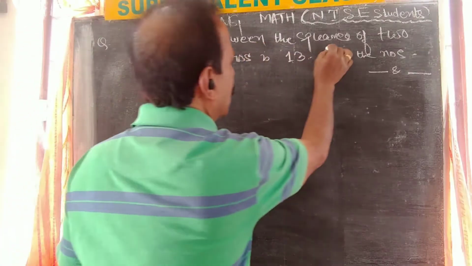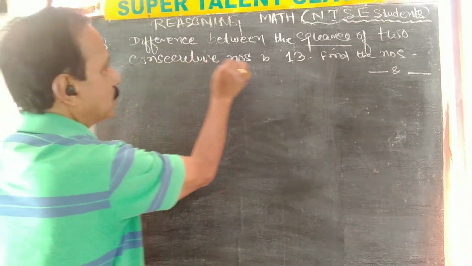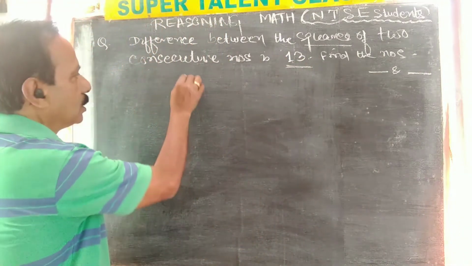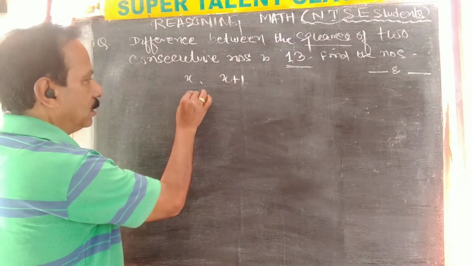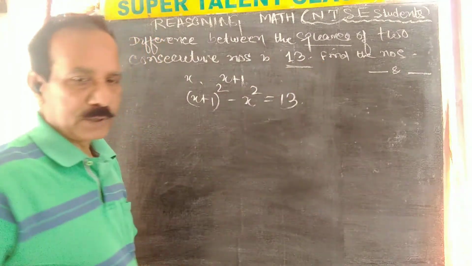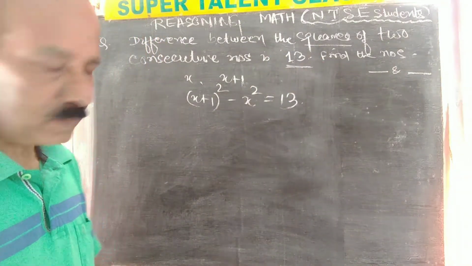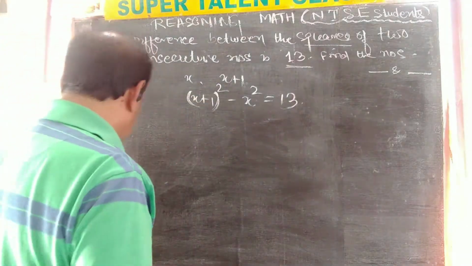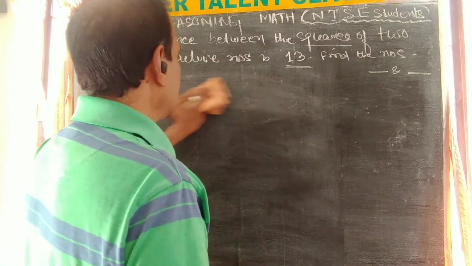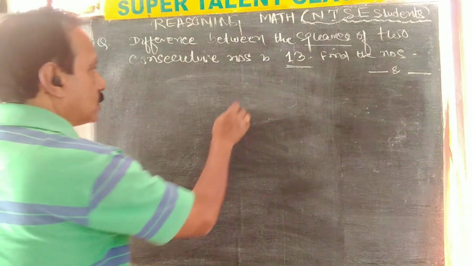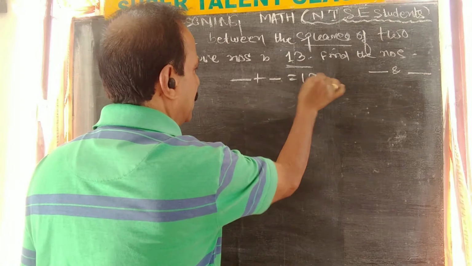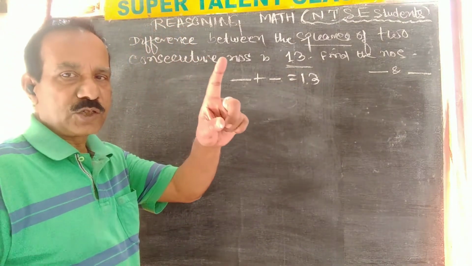The difference between the squares of two consecutive numbers is 13. So what will be the school method? I am telling you, if x plus 1, so (x plus 1) whole square minus x square is equal to 13. If we solve it, it will take much more time, then all the time will be over. But simply you see, those are two consecutive numbers. So just take the sum of the consecutive numbers, that is equal to 13. Consecutive numbers, you know, the difference is 1.